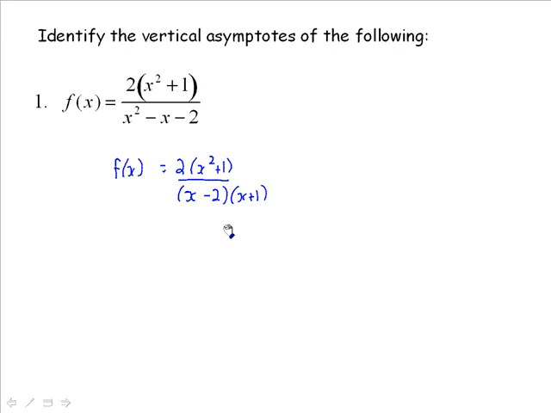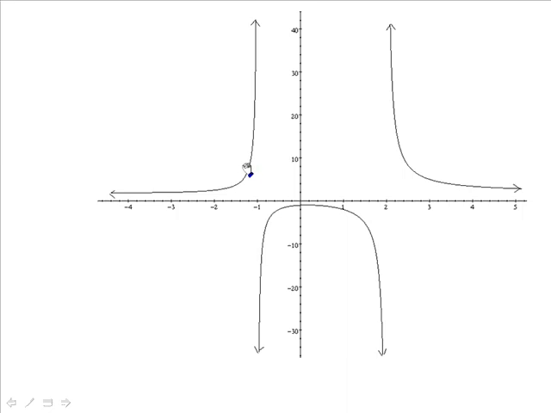And then we set the denominator to 0. So x minus 2 is equal to 0, so x is equal to 2. X plus 1 is equal to 0, so x is equal to negative 1. So those are going to be the two vertical asymptotes, and the graph will support that. So negative 1 is there, and 2 is there.